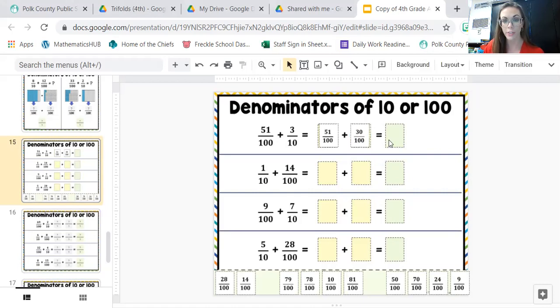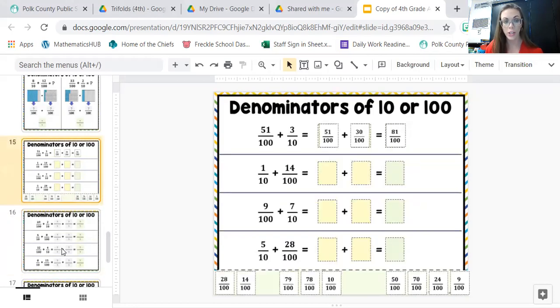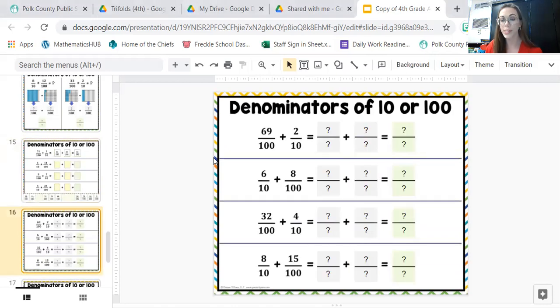Add those together, 51 plus 30. Use your paper to help you add if you need to. I can do that mentally, and I know that the sum is 81 hundredths. Okay, so you're going to slide up those fractions to add them together and find the sum. On the next slide, you don't have anything to slide. You'll just be copying, or you'll be typing in the equivalent fractions.